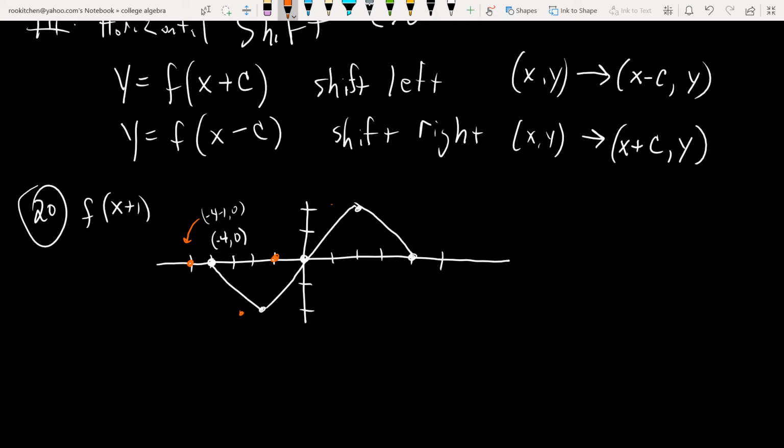So I don't recommend sitting there and subtracting all the coordinate points. That would just be insane. Okay. Use common sense, folks. And there's our new graph.